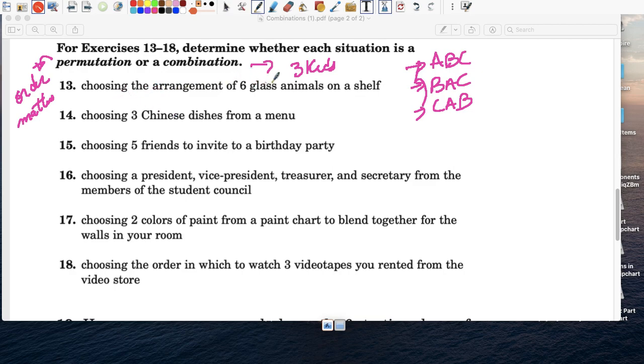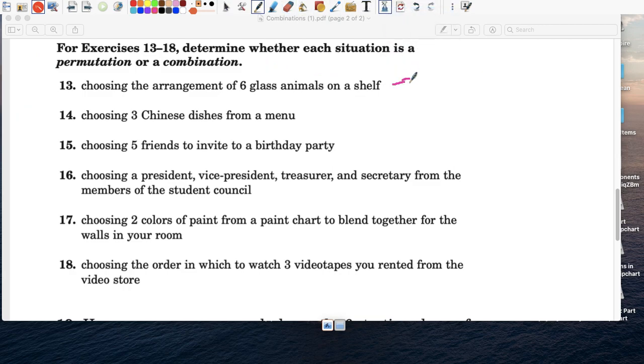Choosing the arrangement of 6 glass animals on a shelf. That is a, well, doesn't matter. If you think about 6 animals, I put the dog first, and then the cat, and then the elephant, and then the tiger, and then, I don't know, the squirrel, and then the bird. And then I switch the order. The cat comes first. Does order matter here? Yeah, so this is a permutation.